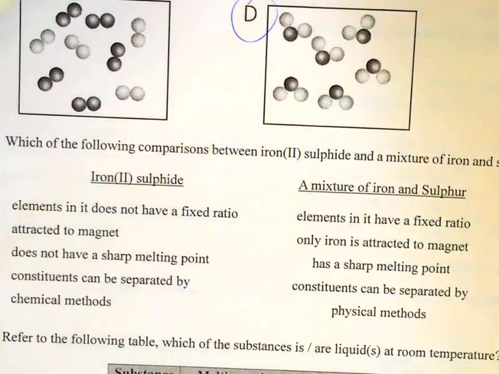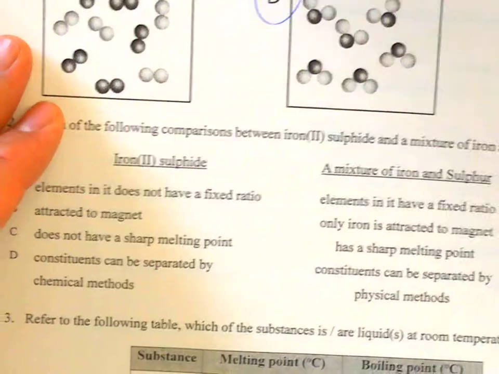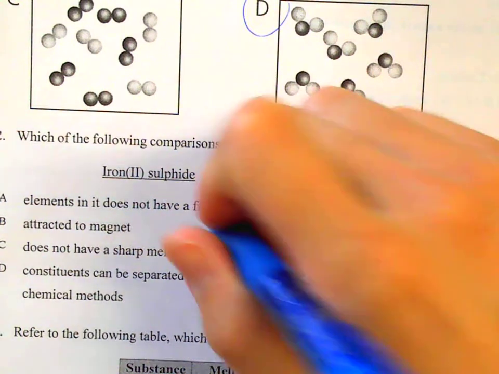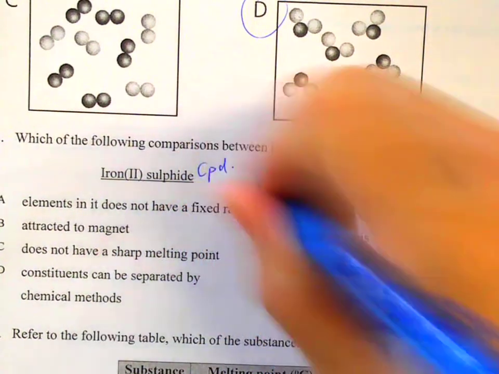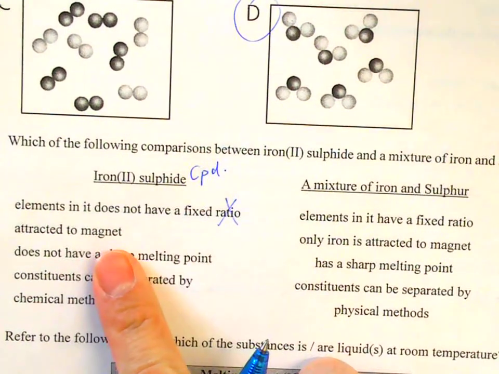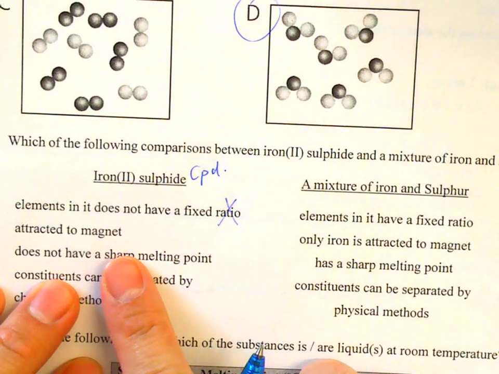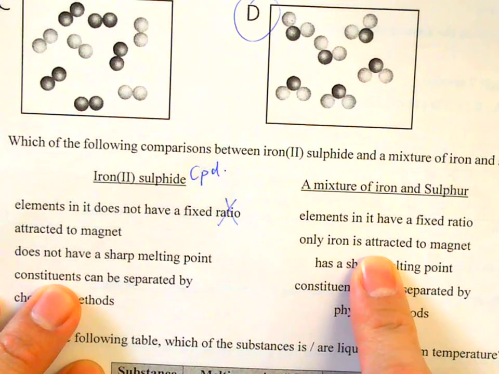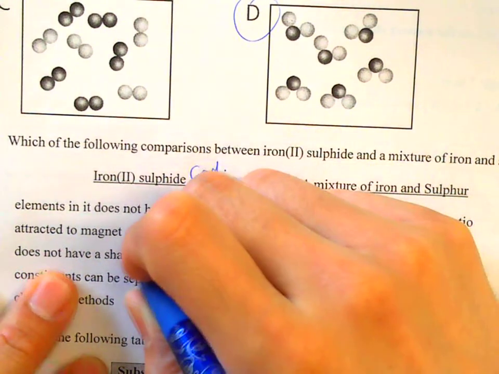So if you look at the iron(II) sulfide and a mixture of iron and sulfur, the ratio for this one does not have a fixed ratio. That is not correct because you are talking about the compound already. So basically you should know that on the left hand side this is the compound. So this one is not correct. And then for this one, it can be attracted to a magnet. This one does only ions. Okay, so you have seen it before.